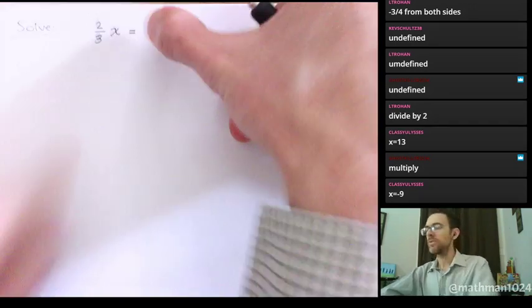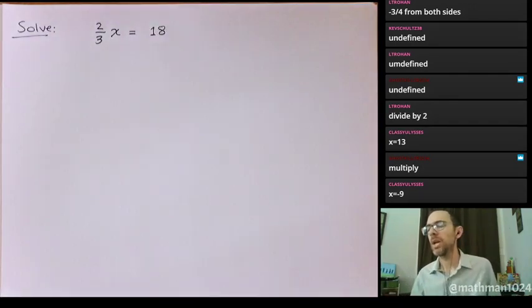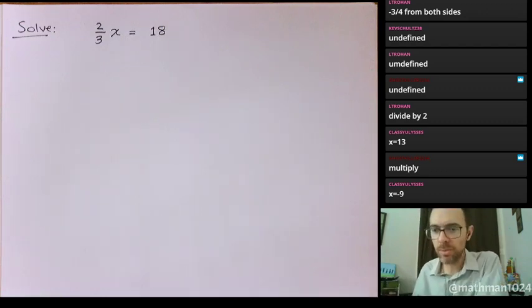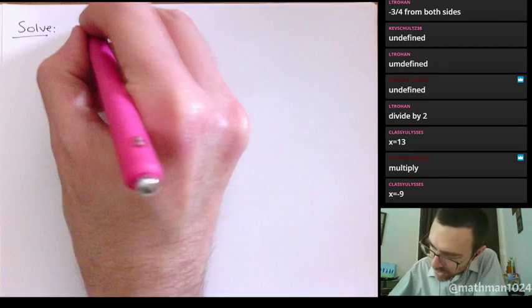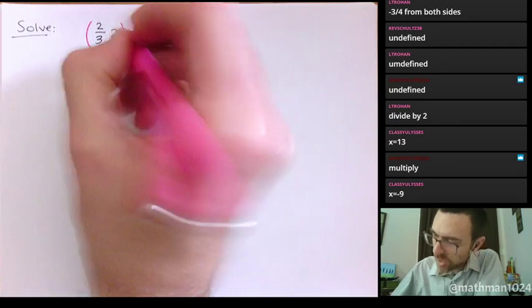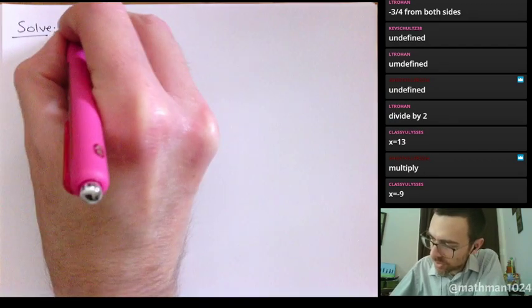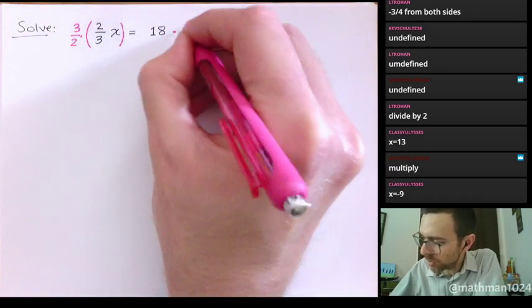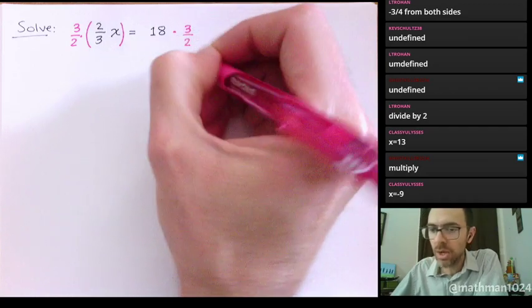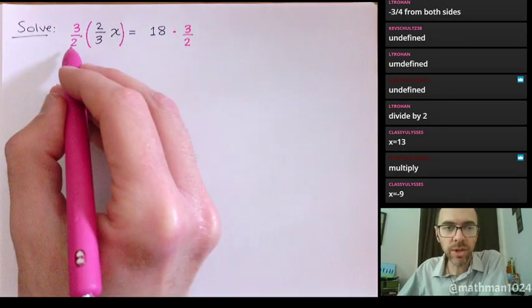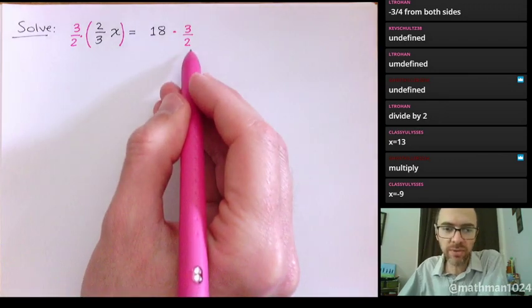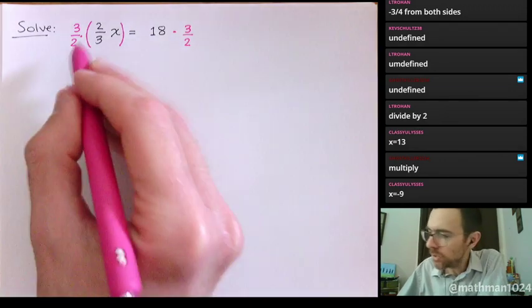To get rid of a coefficient that's a fraction, you just need to use its reciprocal. So the reciprocal for 2/3 is 3/2. We're going to use the multiplication property and the reciprocal to get rid of this. So the reciprocal of 2/3 is 3/2, so multiply times 3 over 2. And we're going to do the same thing on the right side, multiply times 3 over 2. Remember, what you do on one side of the equation, you have to do on the other side of the equation.